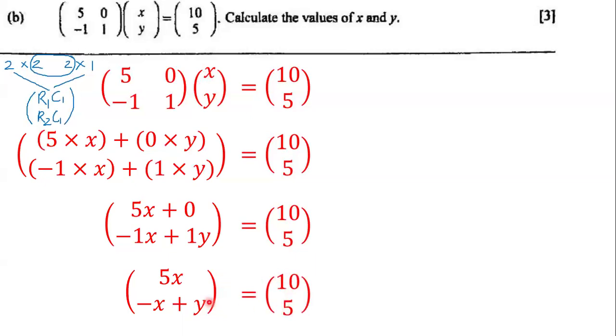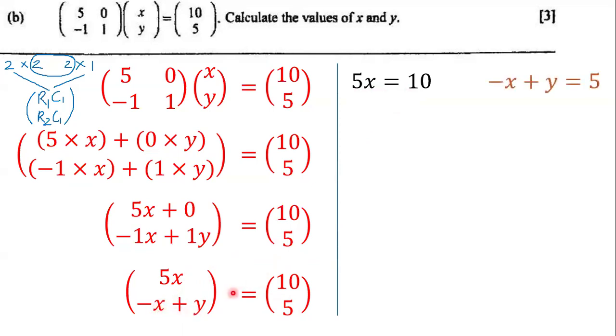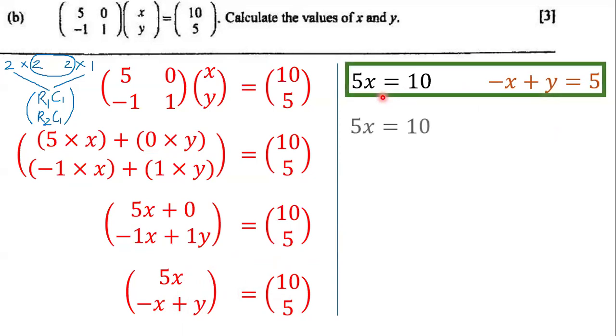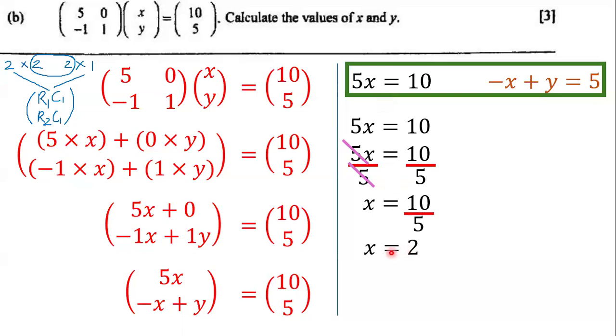Now, if two matrices are equal, then that means that their corresponding entries must be equal. And so if these two matrices are equal, that means that 5x must be equal to 10, okay? And it also means that -x plus y is equal to 5. All right, so these are the two equations that we have, and we have to solve for x and y. In order to solve for x, we have to divide both sides of this equation by 5. We cancel this with that, and so we get that x is equal to 10 over 5, and so that means that x is equal to 2.